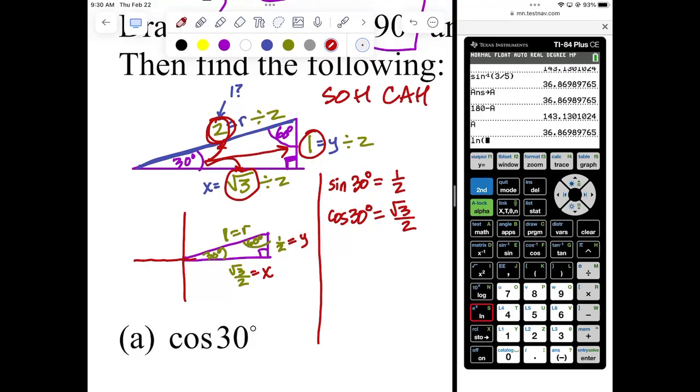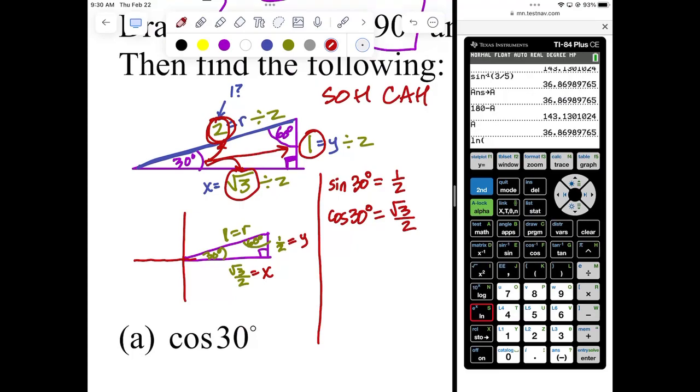Now, which number is bigger, 1/2 or square root of 3/2? If they both have a denominator of 2, all you've got to do is compare their numerators, right? Square root of 3 is bigger. So this triangle is wider than it is tall. Would you agree? Yes. It's wider than it is tall. So the cosine ratio should be a little bit bigger than the sine height ratio. Would you agree? You have to agree unless you want to be wrong.